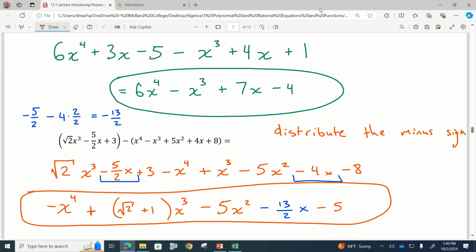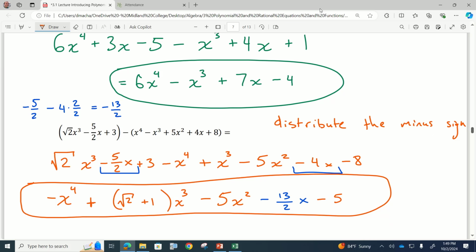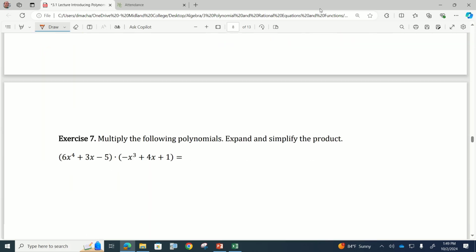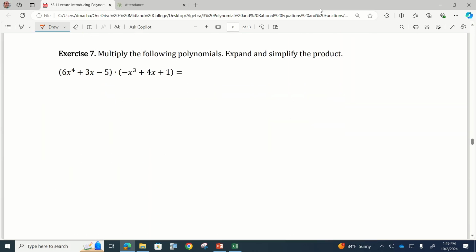Any questions about adding and subtracting? Hopefully that works how you think it would work. Hopefully it's intuitive. The next thing we're going to do is multiply.